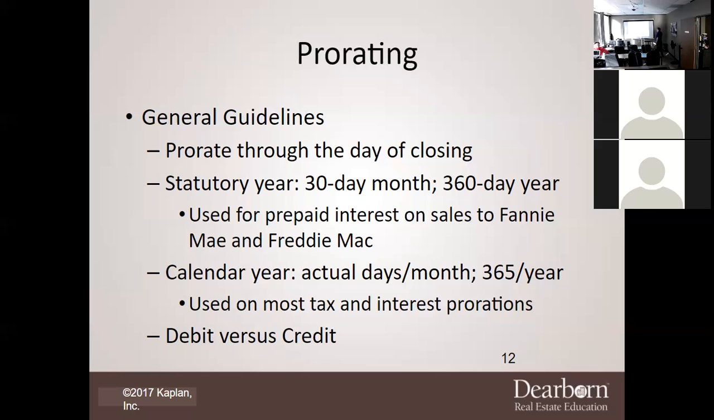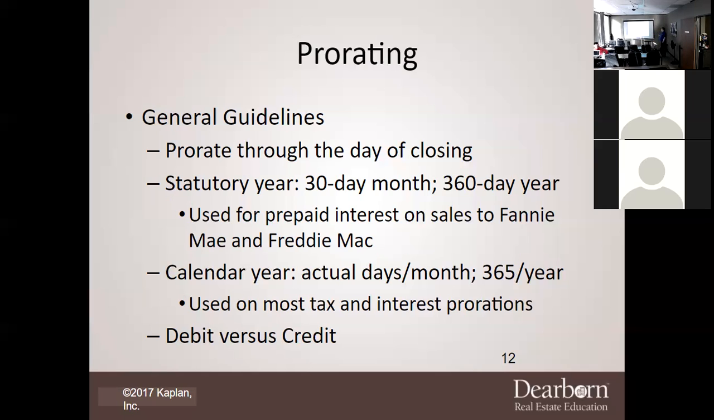So in that situation, I've learned over time it's always best to close on a Wednesday or a Thursday. Even a Monday or a Tuesday, just not on a Friday. Try to shoot for Monday through Thursday, because if something happens, you still have another day. Again, they're going to prorate through the day of closing.